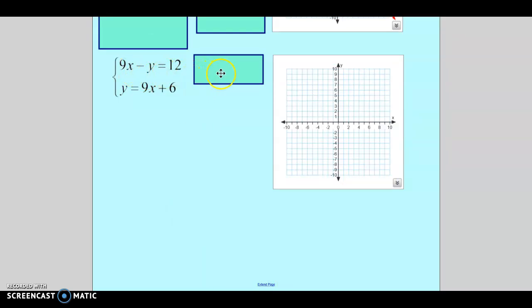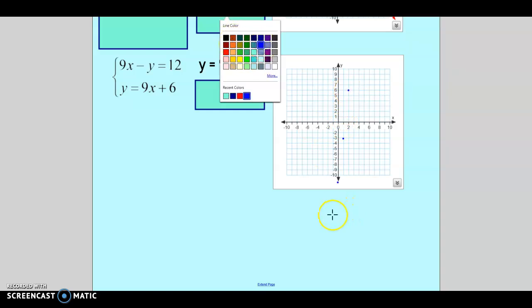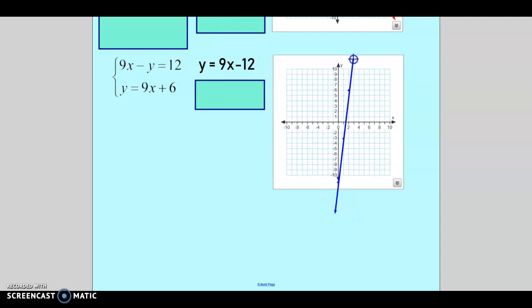My second equation now would also need to be solved for y equals. So I could do that by adding the y and subtracting the 12, so that would give me 9x minus 12. So when I plot that, my y-intercept is negative 12, so that's down a little bit. I'll just kind of guesstimate there. Up 9 over 1, and then up 9 over 1 is a very steep line again. So I can look at this very steep line here, again drawing that line all the way through the coordinate plane.